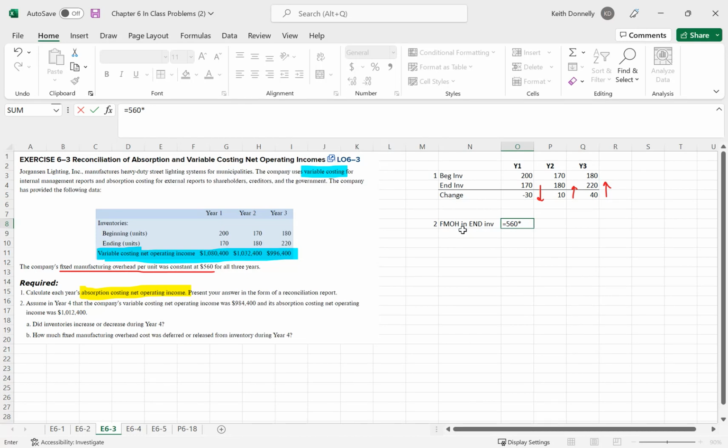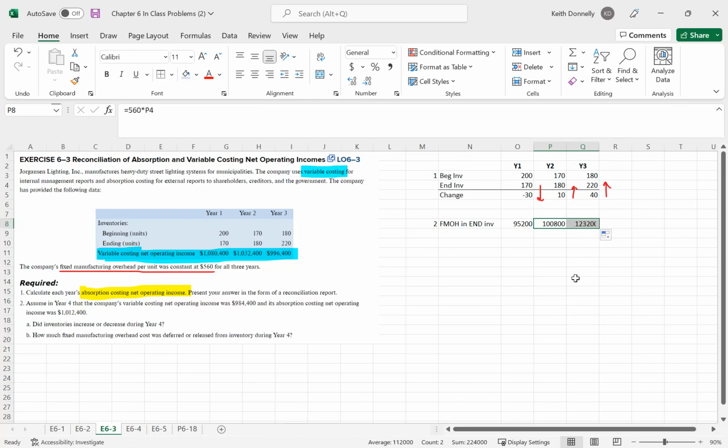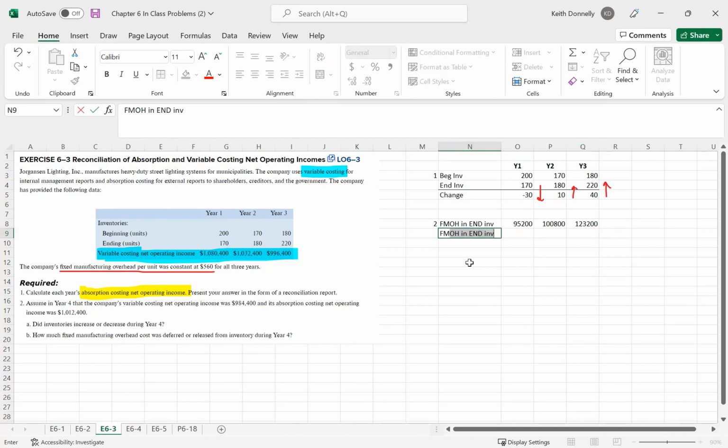Looks like in year 1, our ending inventory is 170. So we're looking at 95.2. In year 2, it's $560 per unit times 180. And for year 3, we just copy that formula over.